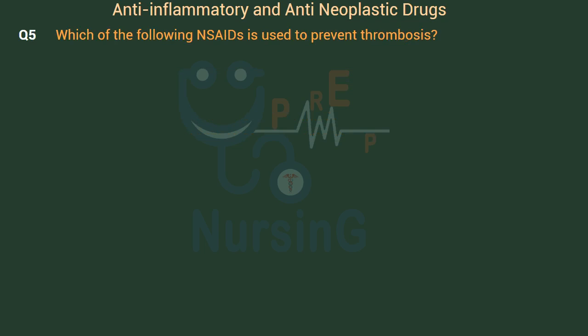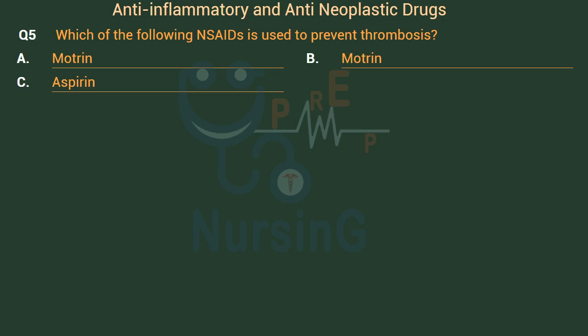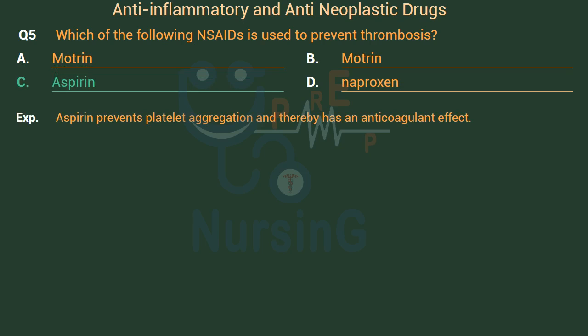Which of the following NSAIDs is used to prevent thrombosis? Option A. Motrin. Option B. Motrin. Option C. Aspirin. Option D. Naproxen. Right answer is Option C. Aspirin. Aspirin prevents platelet aggregation and thereby has an anticoagulant effect.